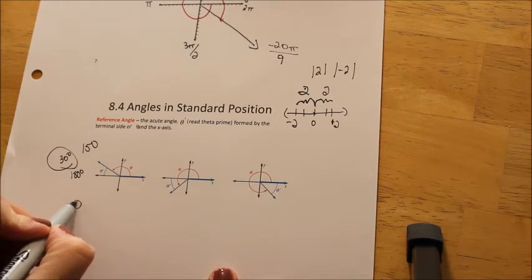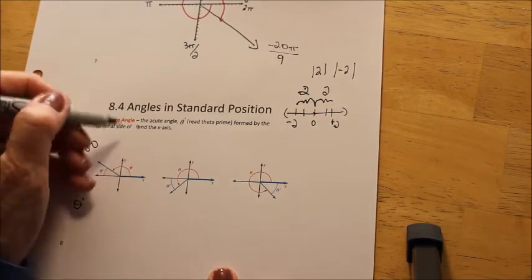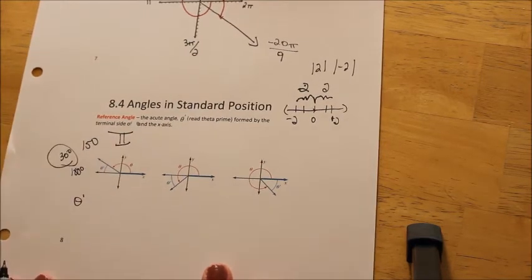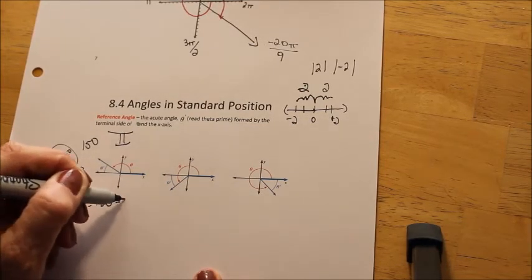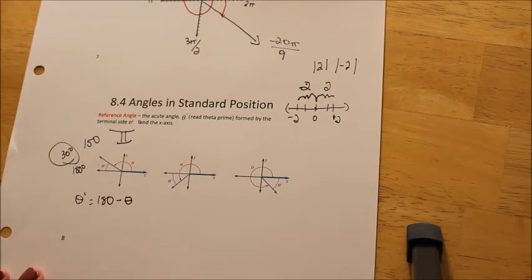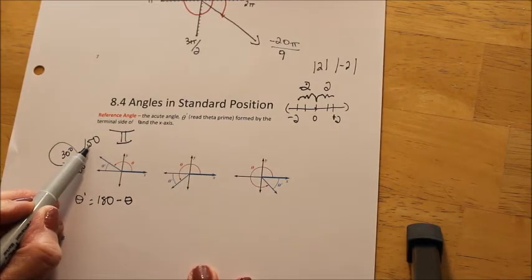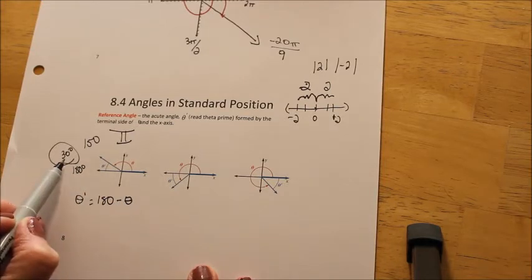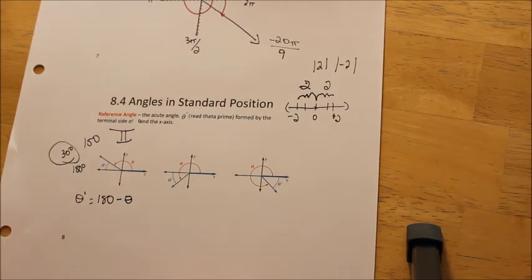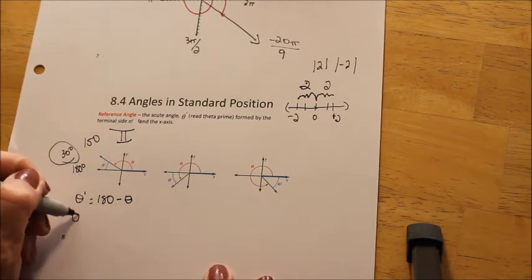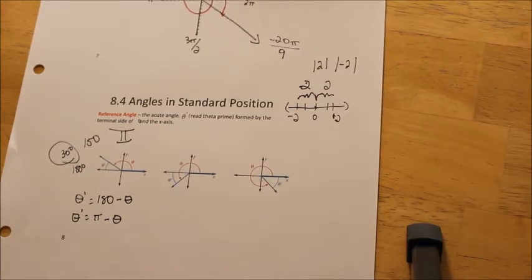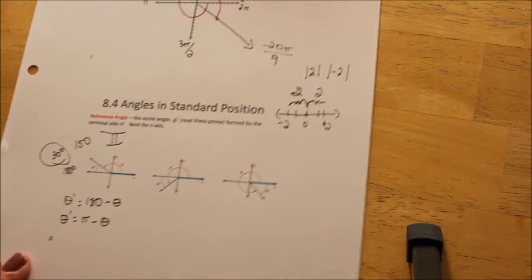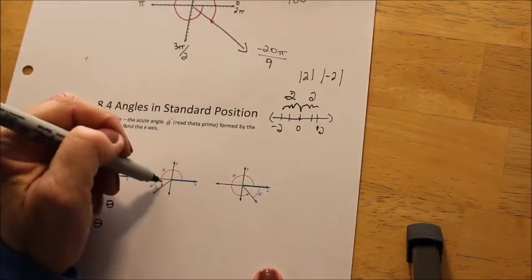So to figure out theta prime, if it lands in quadrant 2 specifically, to find your reference angle, you take 180 minus whatever your angle is. So I gave you the example of 150. 180 minus 150 is 30, right? What if it's in radians? If it's in radians, then you just take pi minus theta. But usually what I do is change everything to degrees and then convert it back to radians at the end. Okay?